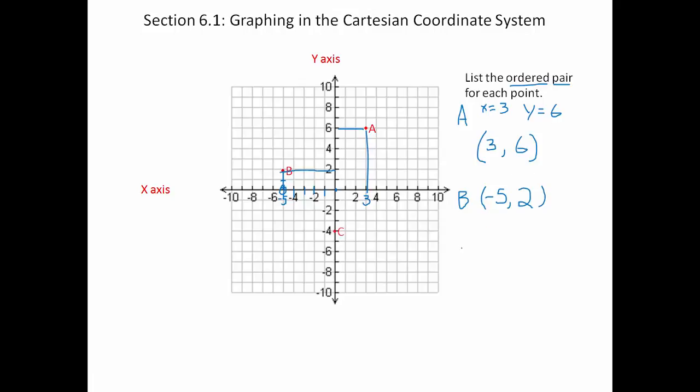Alright, one more. Point C there. Go ahead and pause the video and see if you can come up with what you think is the ordered pair that corresponds to point C. Alright, did you get it? This one's a little bit tricky.